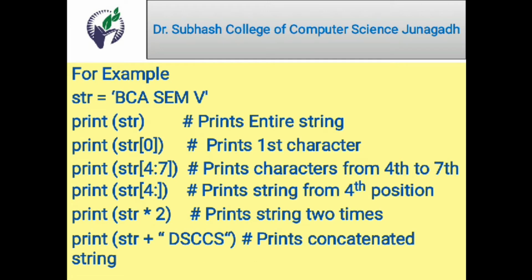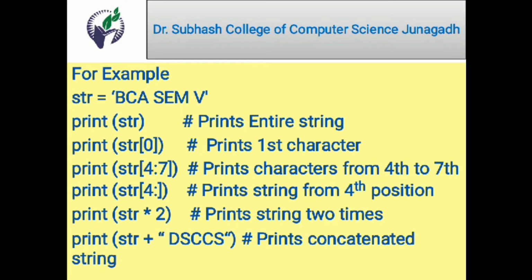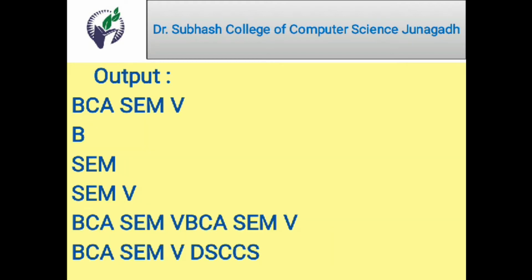Then the string is repeated 2 times, str into 2. Here it will print the same string twice. Here in the output you can see BCA SEM5. No blank space between these two strings, you can mark here. The string will start from the next position without any blank. So BCA SEM5, BCA SEM5 twice. If I write 3, again it will be repeated 3 times. And the last one, that is str plus DSCCS. DSCCS is appended at the end of this string. So the outcome as expected, BCA SEM5 DSCCS.